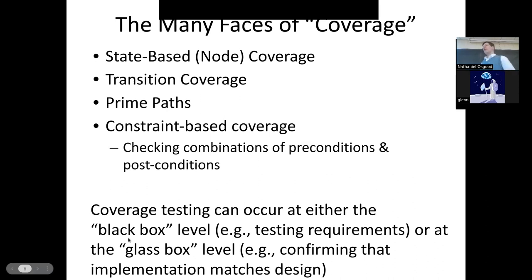You're testing whether this construct meets its requirements or meets its design goals. Glass box, by contrast, is looking at the code. And there we're asking, is the code working properly given that we can see it, confirming that the implementation matches the design. So we can do testing at these different levels, at the level of an interface or at the level of the code.